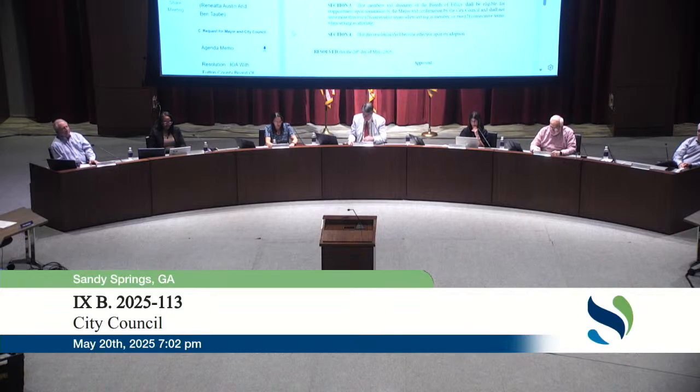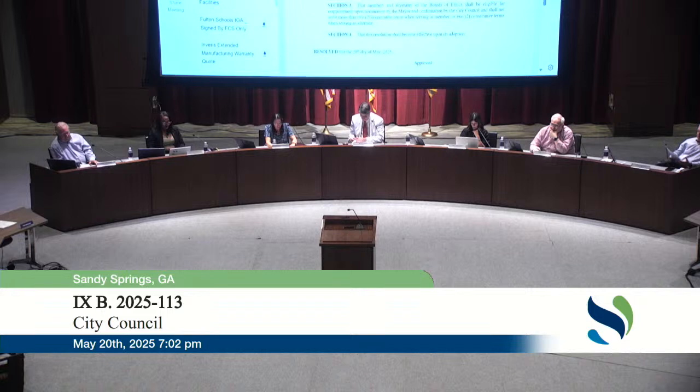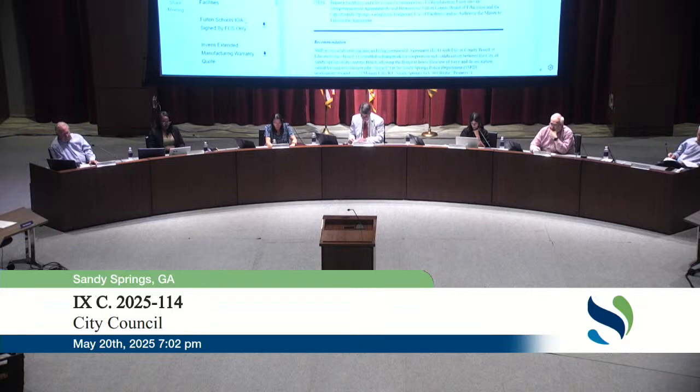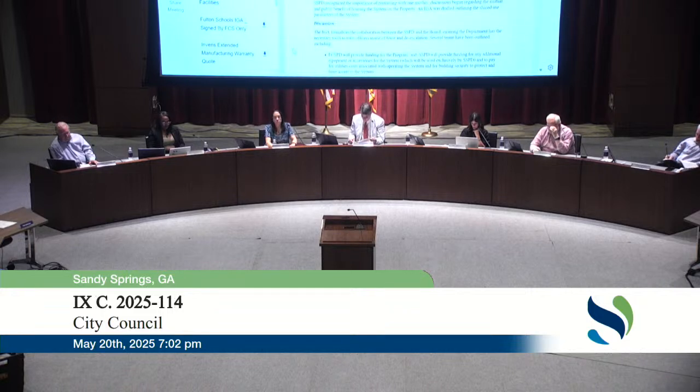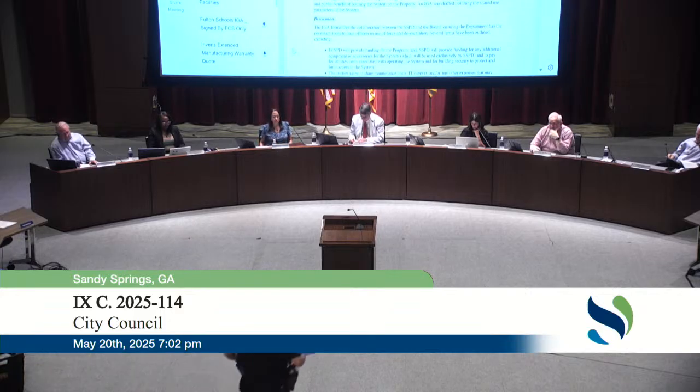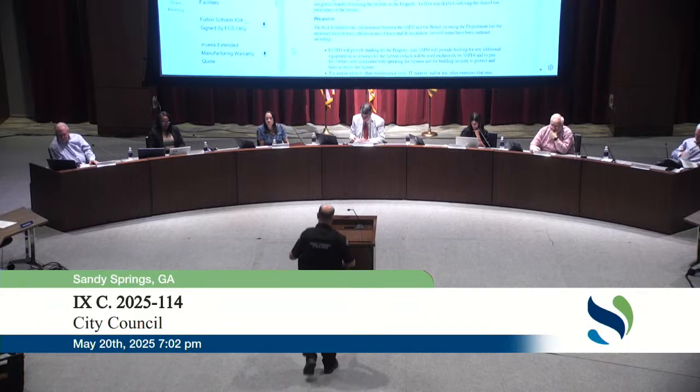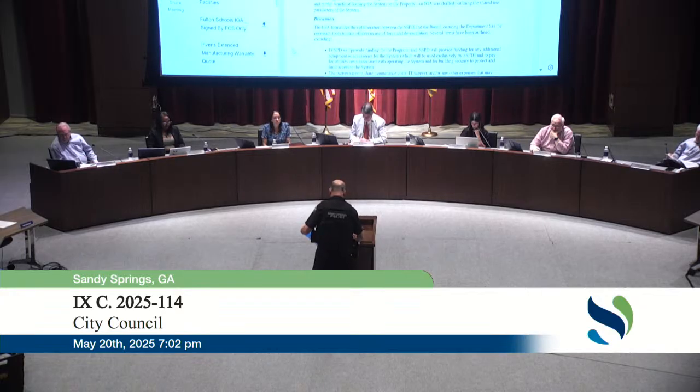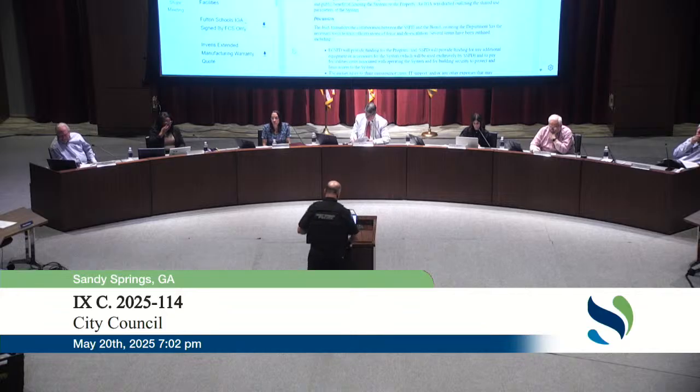Clerk will please read the next item. This is agenda item number 2025-114, consideration of a resolution to enter into an intergovernmental agreement by and between the Fulton County Board of Education and the City of Sandy Springs, Georgia, for temporary use of facilities and to authorize the mayor to execute the agreement. Presented by Police Major Dan Nabel. Major Nabel. Good evening, Mayor and Council.